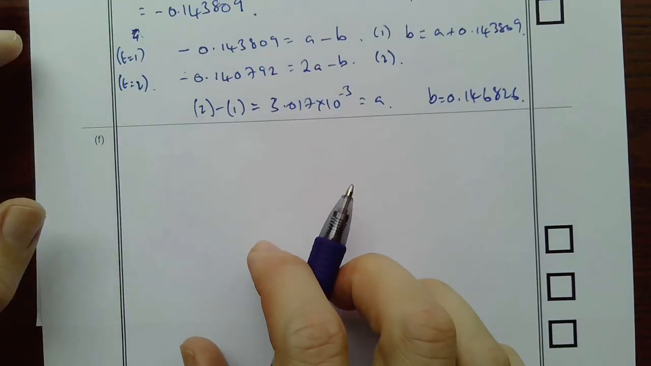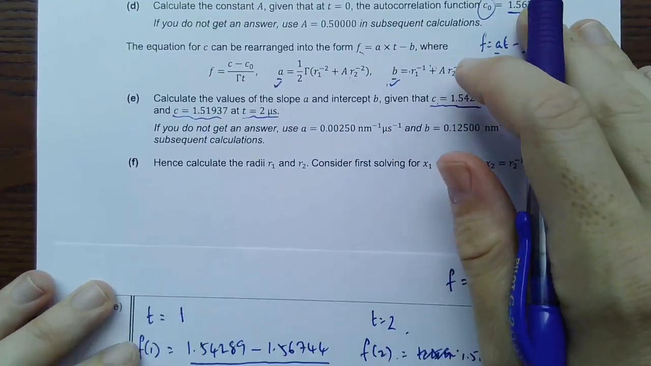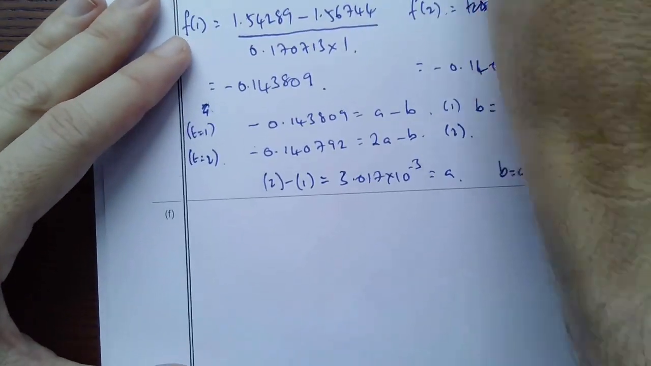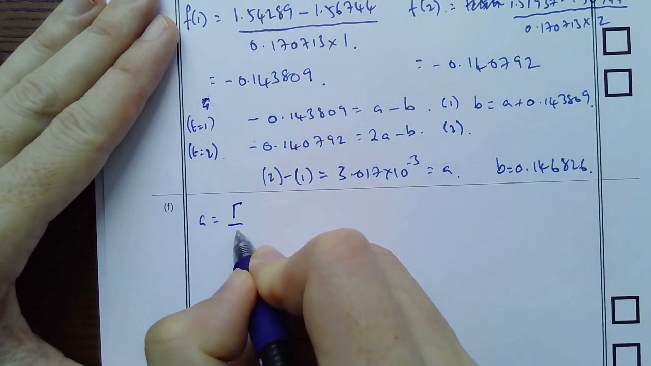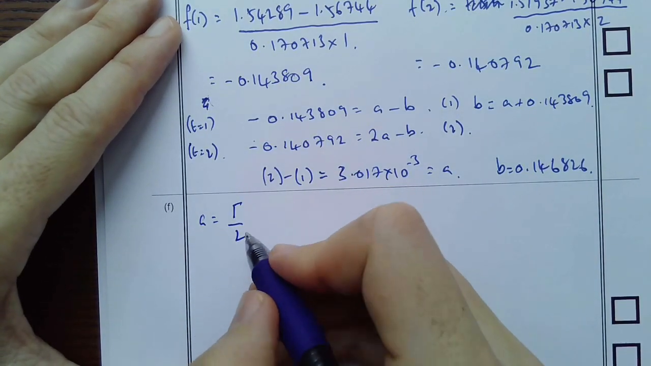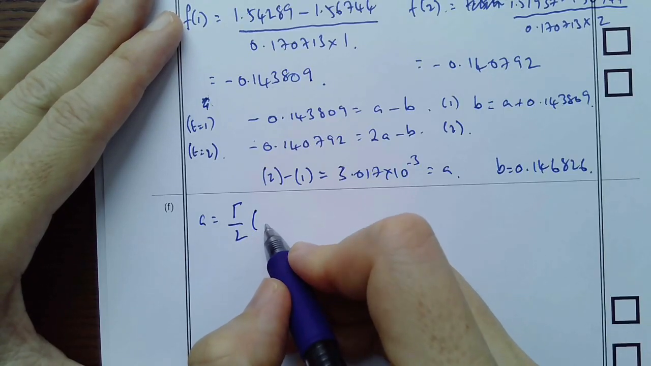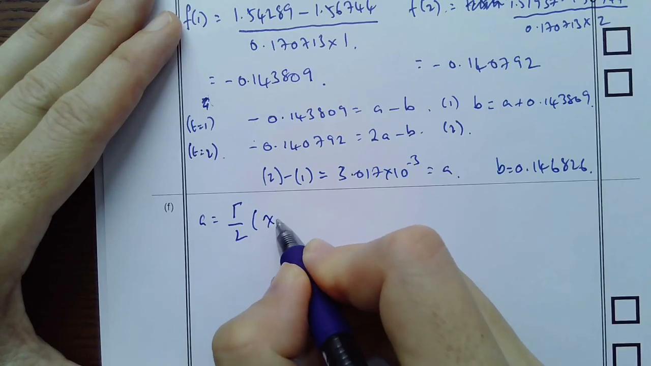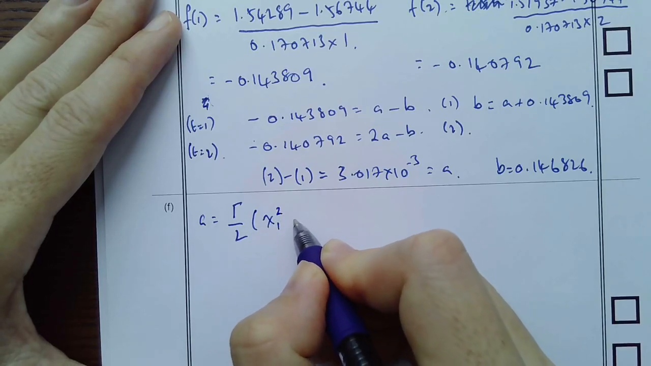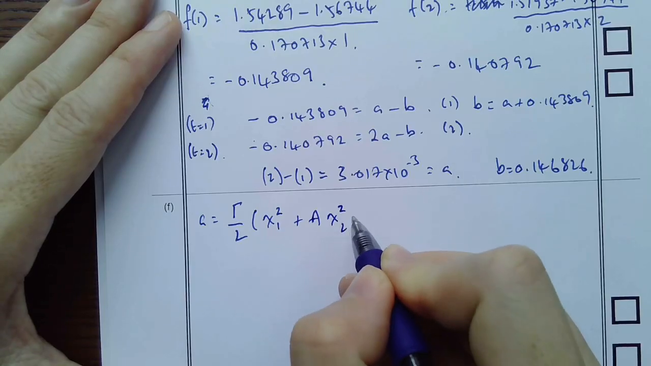First of all, I'm going to rewrite these equations using my substitution. So I'm going to write A equals gamma, I really don't like writing that gamma, there must be a better way of writing it. Gamma over 2, and that is x1 squared plus a x2 squared.